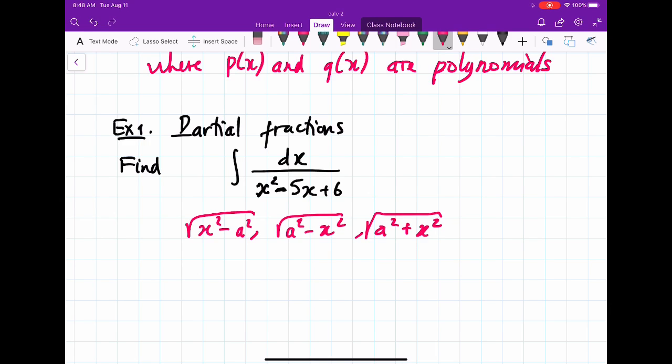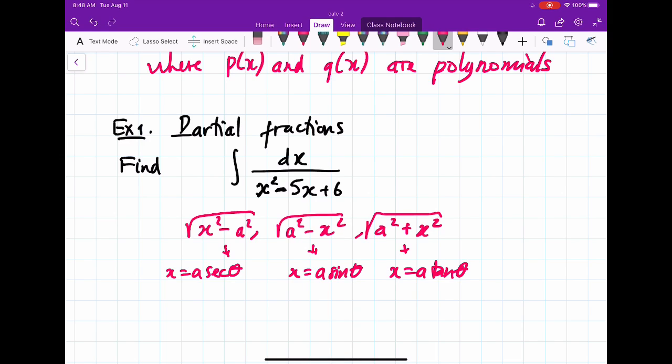But when you see one of these forms, you might think about trig substitutions. For the first one, you put x equal to a secant of theta. The second one, you put x equal to a sine of theta. And the last one is x equal to a tangent of theta. And then we can solve such integrals easily.